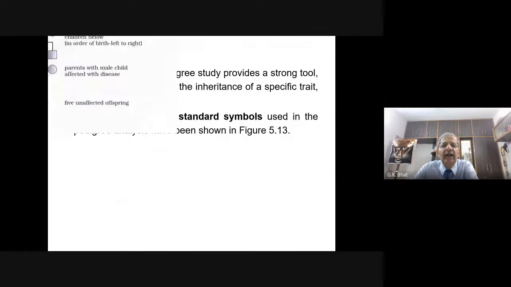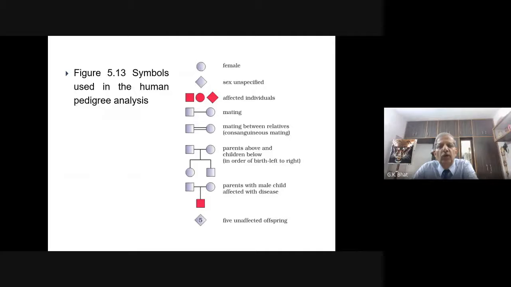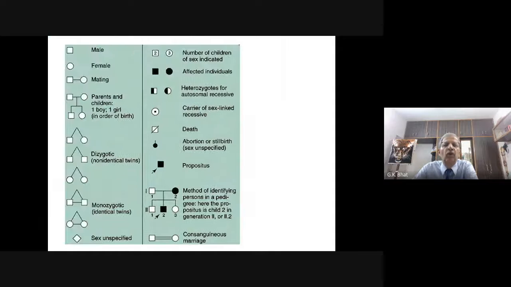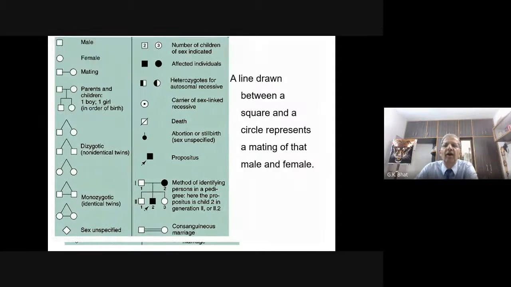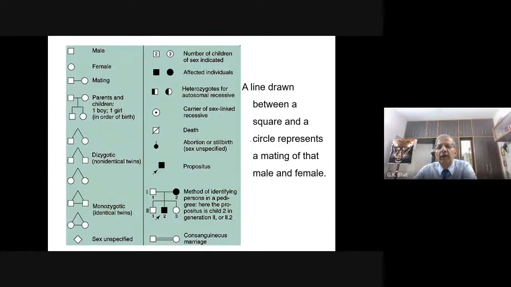Now, there are some standard tools. Not only the tools given in the NCERT book are important, I am giving you some other tools too. Please take a screenshot of this. What do these symbols indicate? Males are always represented by square symbols, females by circular symbols. A line drawn between a square and a circle indicates that mating takes place between them. That means they are wife and husband in our society.